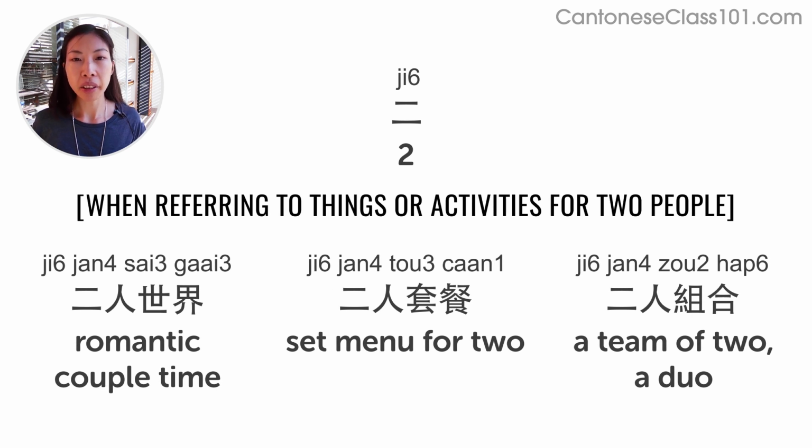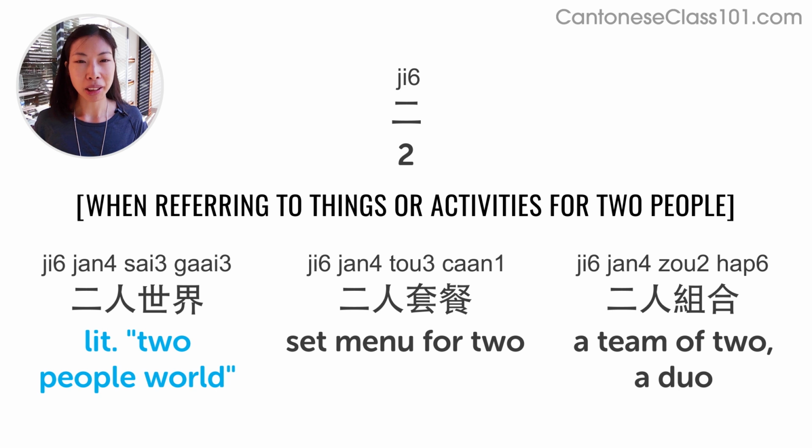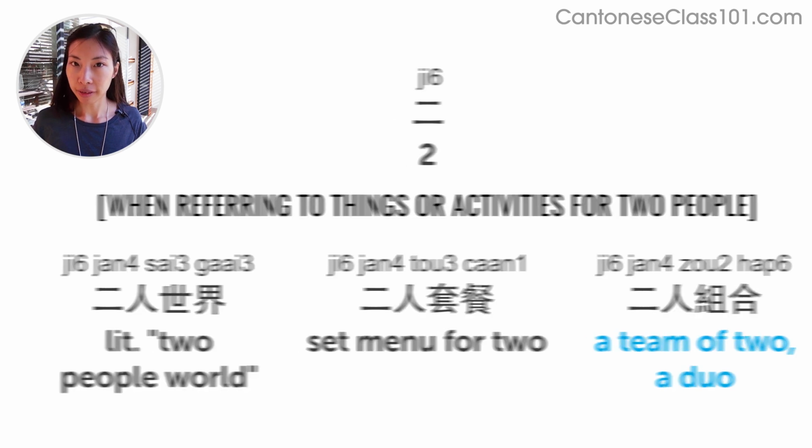Also, when referring to things or activities for 2 people, most of the terms use yi, such as 二人世界, romantic couple time, literally 2 people world. 二人套餐, set menu for 2. Or 二人組合, a team of 2, a duo.